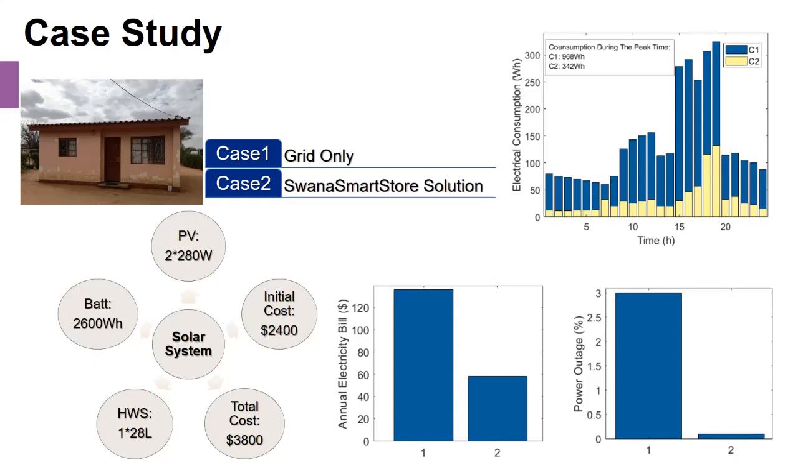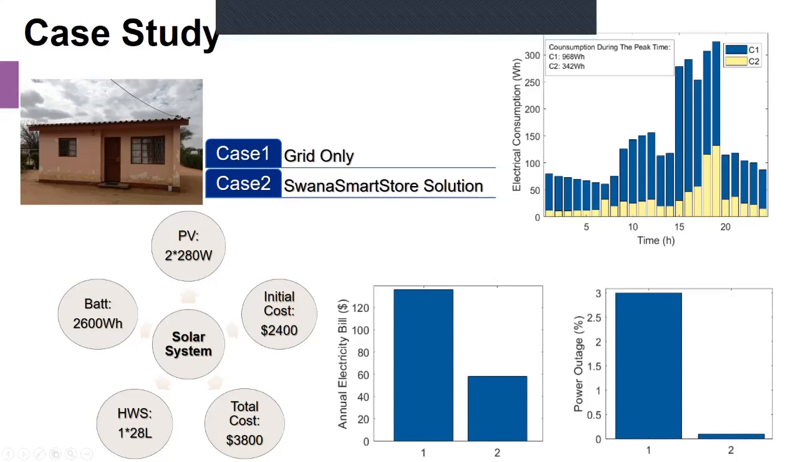Also, as shown in the bottom middle chart, the system can decrease the electricity bill of customers by about 60%, and provide more affordable energy for low-income customers.